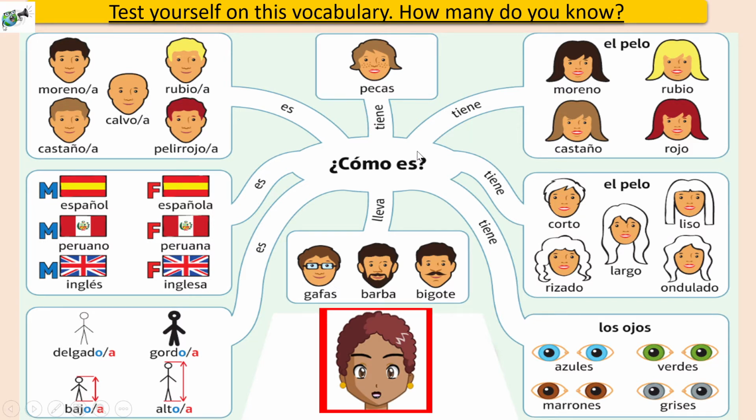Okay, so we have tiene el pelo rojo. You never know, we could say it's moreno, this one. Tiene el pelo corto y un poco rizado, a little bit frizzy, we could say. Try this one.